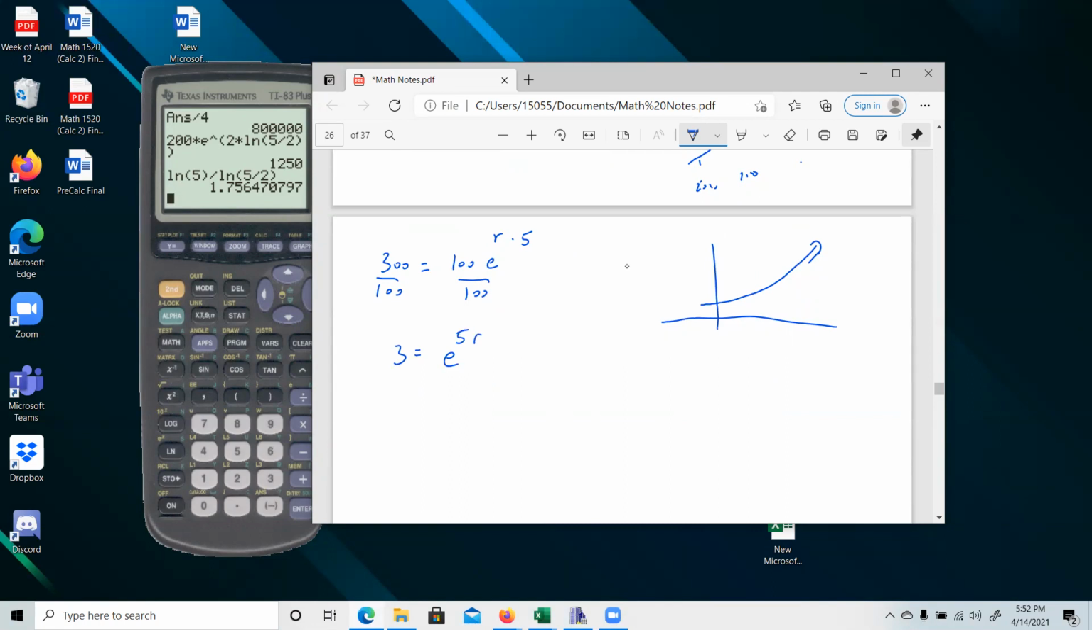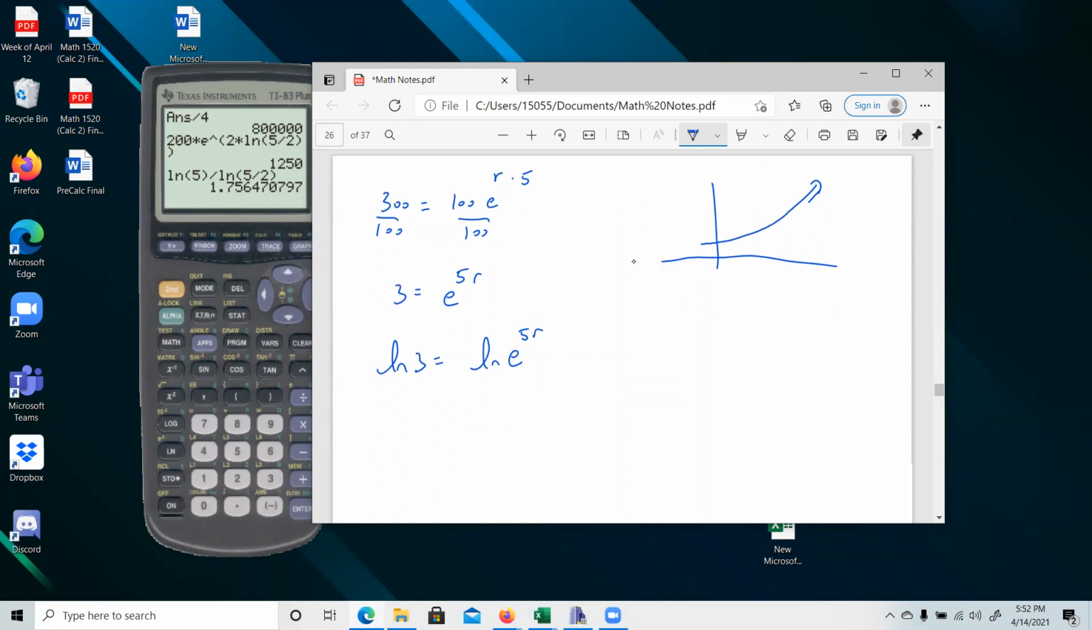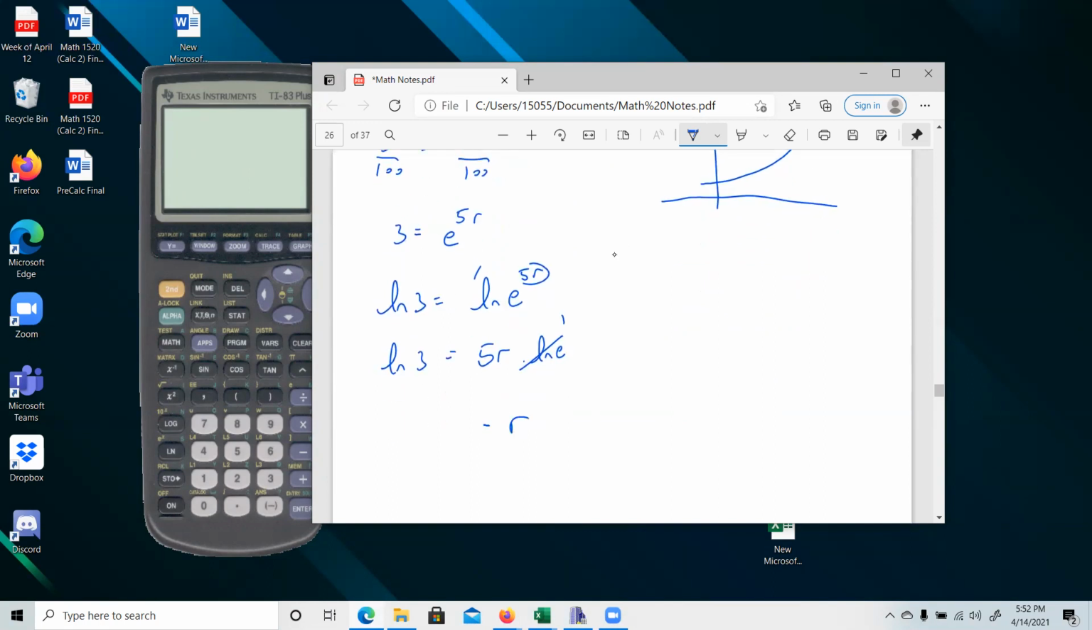Now we have to take a logarithm. So we're going to do ln of 3 is equal to ln of e to the 5r. And the 5r is going to come down in front because that's the whole point of doing a logarithm. That is equal to the ln of 3. So r is equal to 1/5 natural log of 3.